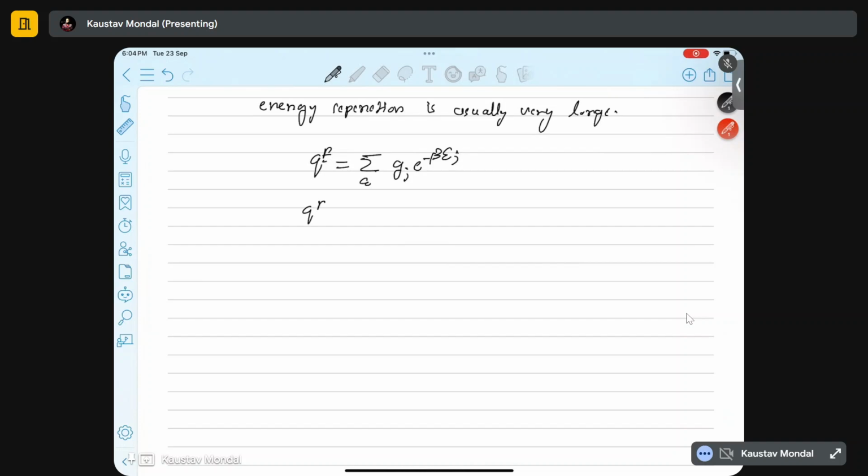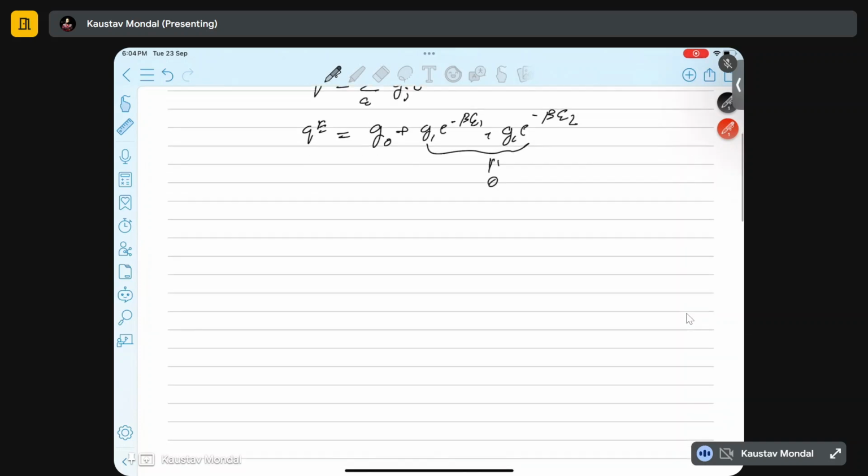If you write this in terms of a series, it looks like this: g1 e to the power minus beta E1 plus g2 e to the power minus beta E2. The energies E1, E2 are so large that these contributions basically become negligible. So the only contribution that comes is from the degeneracy of the ground state, right? So that we have discussed.